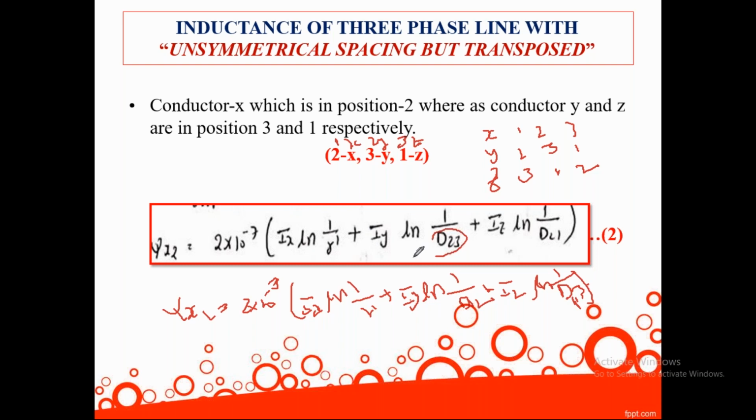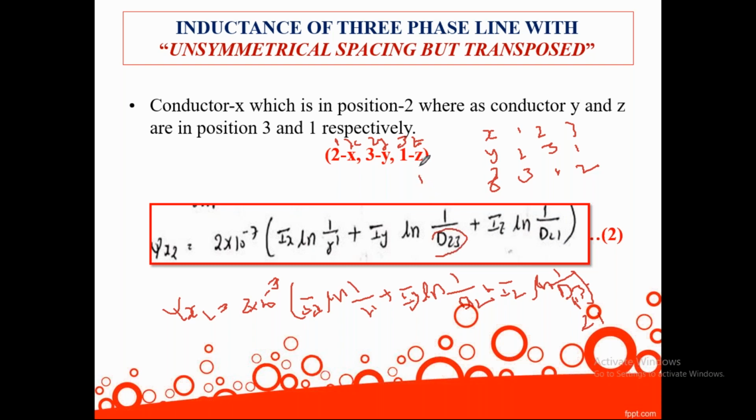Now what we have to do is, see, in the first case we have 1 2. In the second case what will come? 2 3. Here in the first case we have 1 3, what will come? 2 and 1. So after 1 2 3, it keeps on increasing. For example, if you want to find psi x3, we get 2 into 10 power minus 7, ix ln 1 by r dash plus iy ln 1 divided by d31, plus iz ln 1 divided by d32. So you have to keep on going with the numerical values.